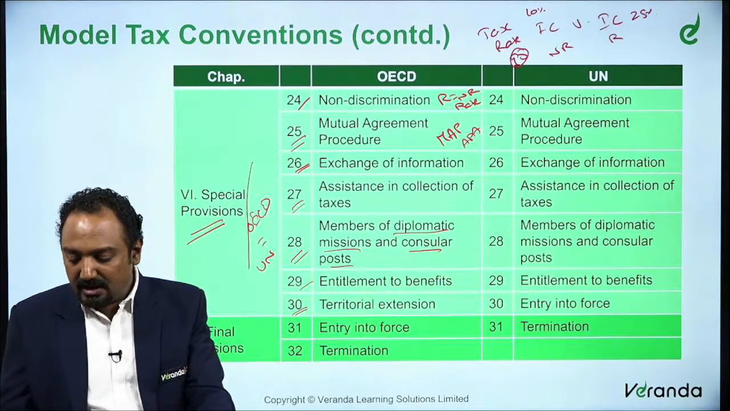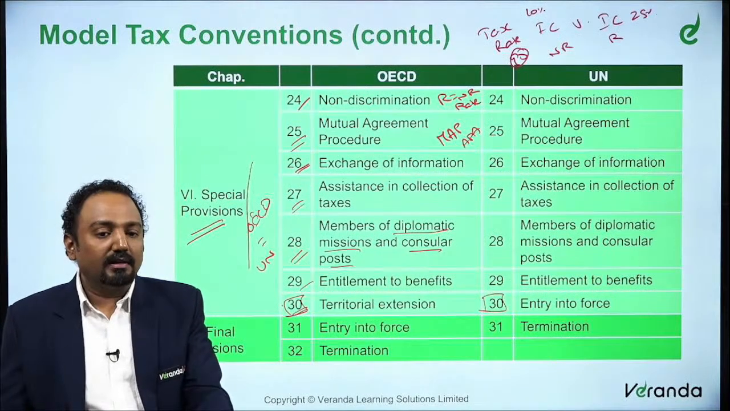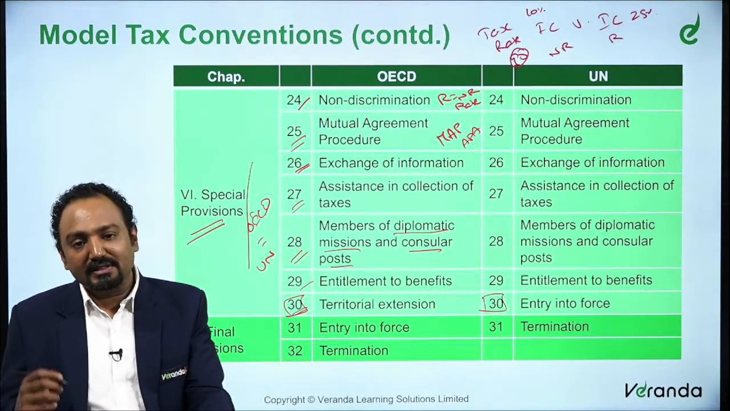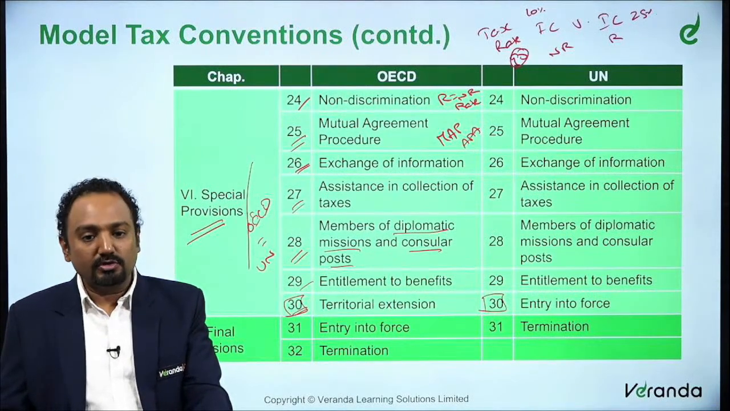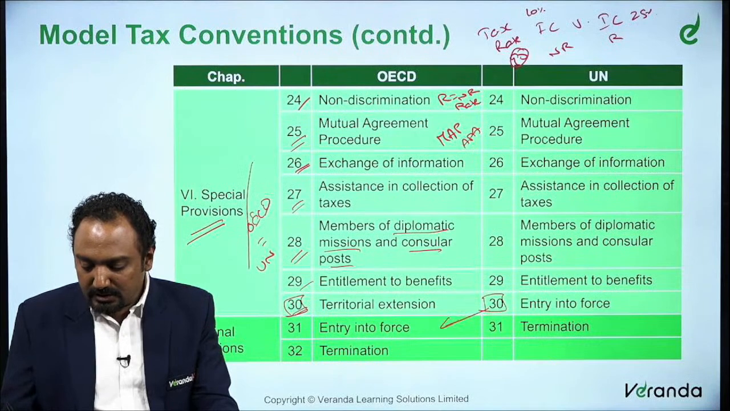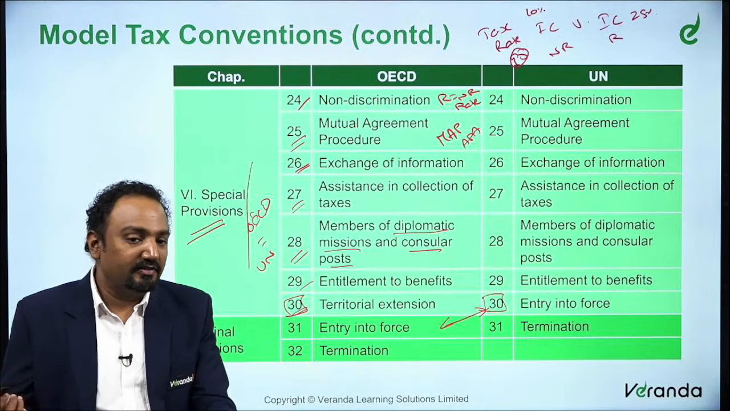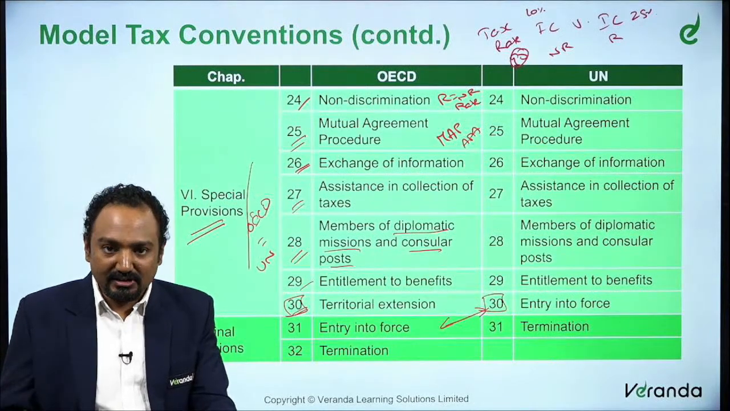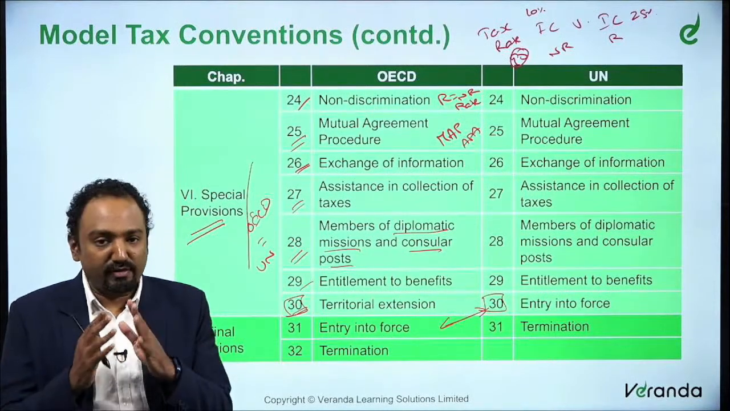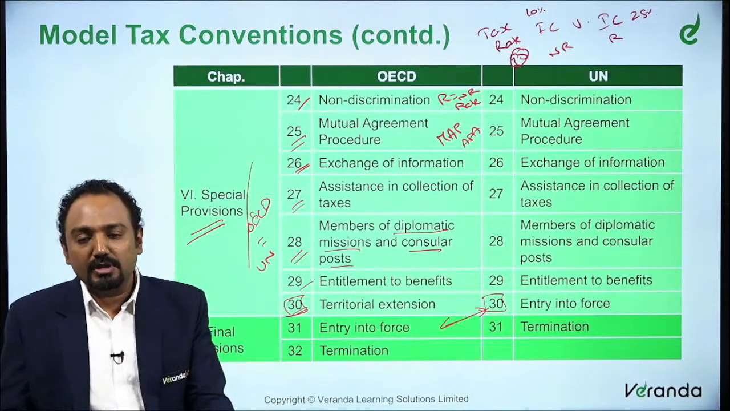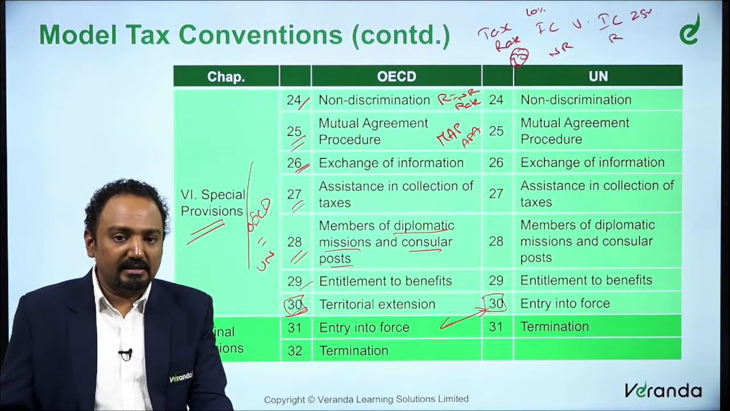Here there is a difference. This is the only section which has a difference between your OECD and United Nations, where 30 in OECD talks about territorial extension, whereas 30 in UN talks about entry into force. Whereas here the entry into force is discussed in this particular chapter 7. So that's the only difference primarily here. This territorial extension is to say if the treaty can be expanded to various other territories of a particular country, it will be provided in this Article 30. So additional powers in additional territories is discussed in Article 30.